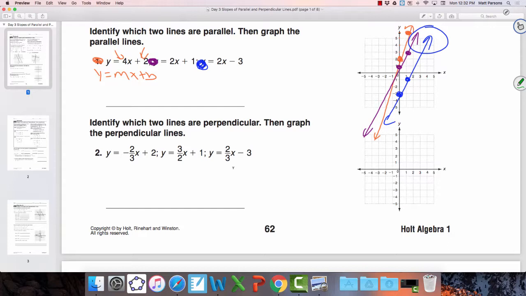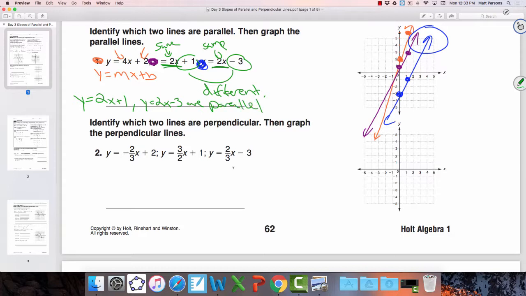You'll also notice that each one of them is 2x. That means their slopes are the same, but the b's are different. That is the key. For parallel lines, the slopes have to be the same and the y-intercepts have to be different. So y equals 2x plus 1 and y equals 2x minus 3 are parallel.